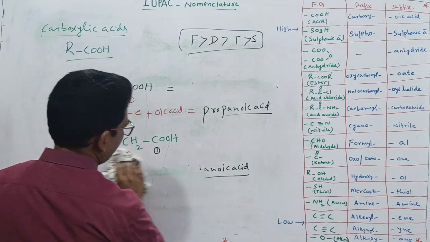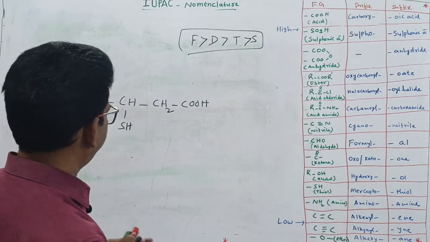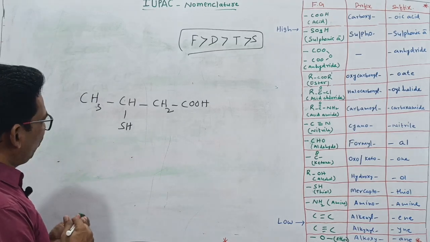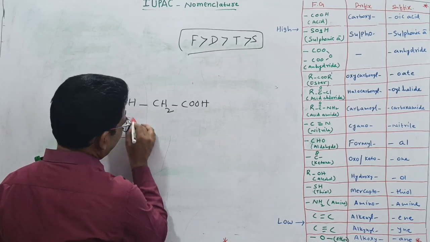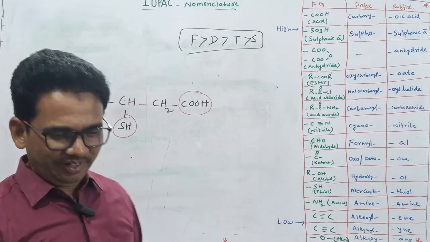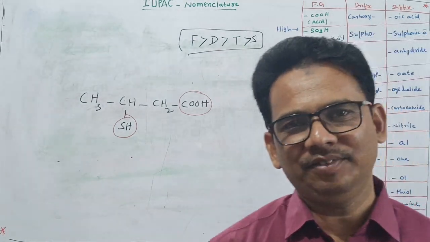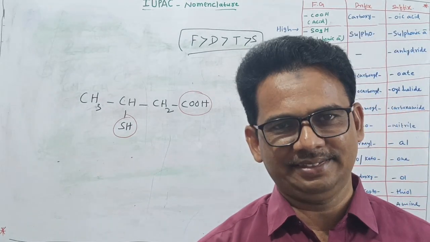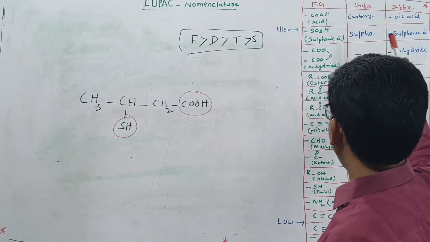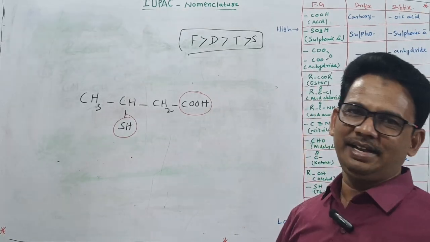First you have to understand. Then I will write one more example here. See, in this case there are two functional groups, here one functional group and here one functional group. When we get this type of compounds, it will push us into difficulties, but it is not a difficult one. If you know the priority table, that's why I told you, learn this table by heart at any cost.